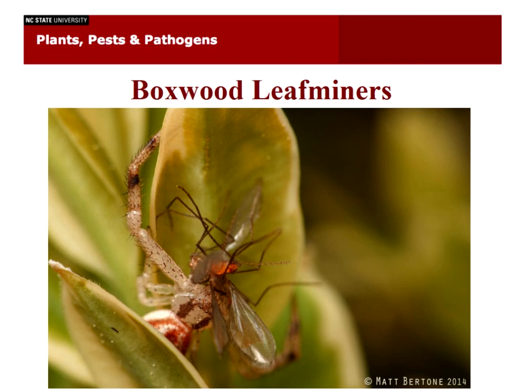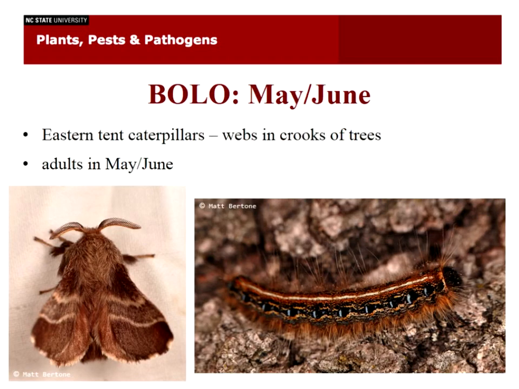Okay, so lastly, some things to be on the lookout for. While walking around in the neighborhood, I saw on the road a squished eastern tent caterpillar. That means they're active right now, and this is the time of year when they're usually active. And they're going to be starting to make webs in the crooks of trees. Basically, the larvae are out right now. They're going to start defoliating the leaves.